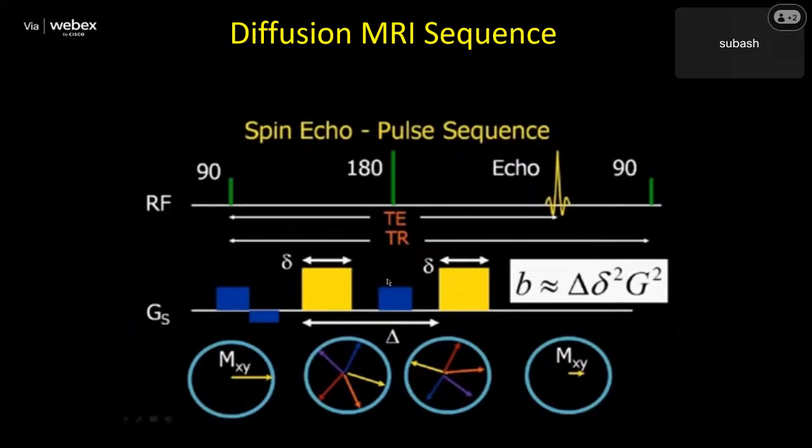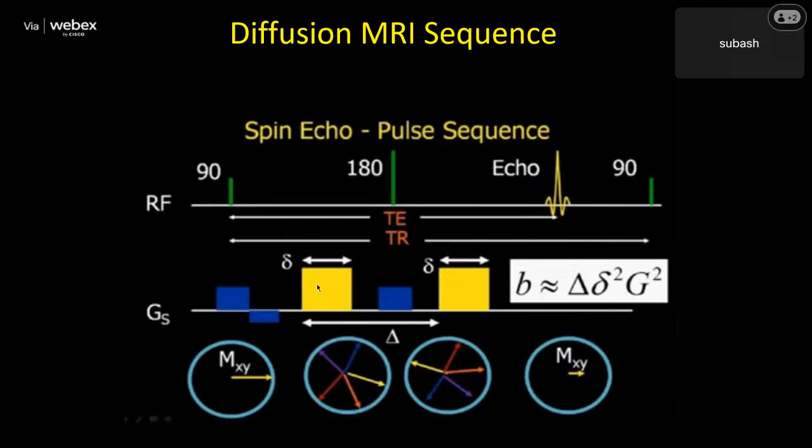These are two identical gradients with exactly the same characteristics. When you apply the first gradient, it dephases the water molecules from their own location. Then the second gradient, in the opposite direction, refocuses all those water molecules into the same phase again. If there is no movement, all these protons or nuclei will be rephased. But if there is motion, if there is a diffusion process happening in this region, what will happen?